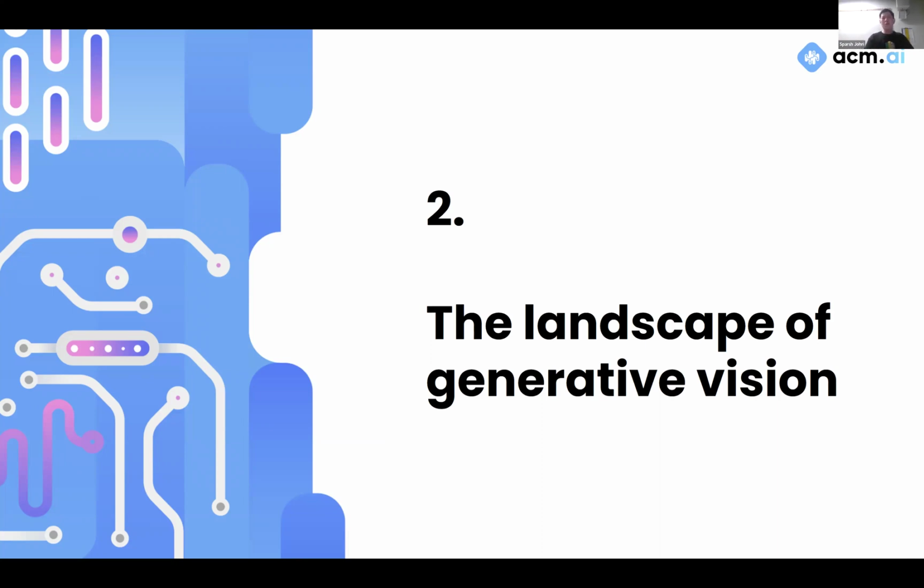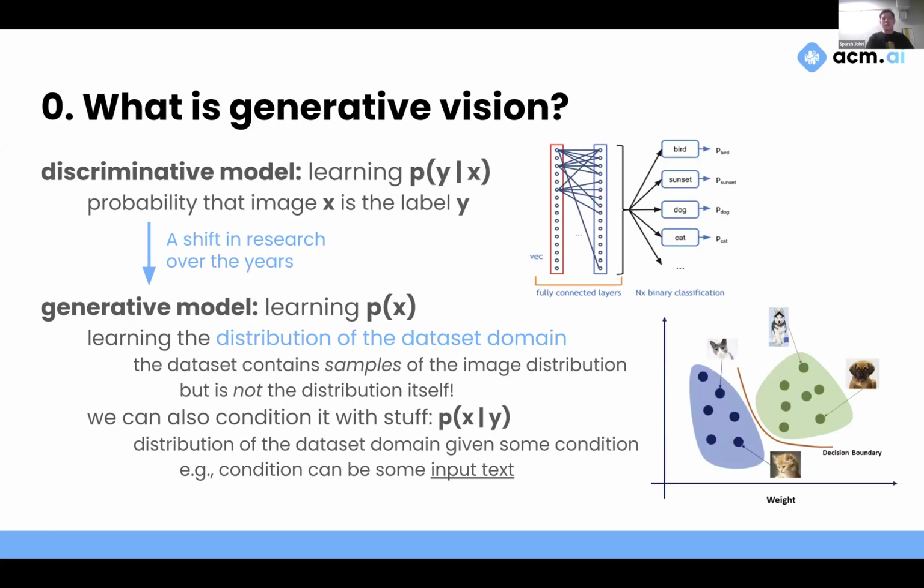So then the question becomes, what is generative vision? Generative vision specifically, I want to compare it to what we have been talking about this entire time for all of our workshops so far, which is something called discriminative models. Discriminative models are learning something. It's learning probability, specifically the probability of X, aka our input image, given the label Y.